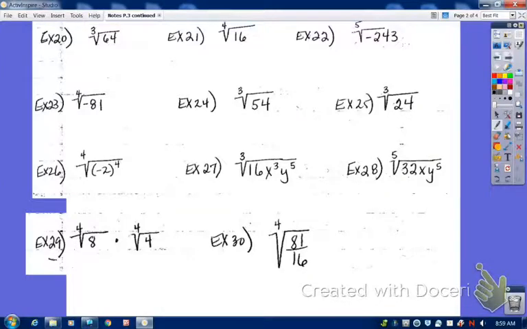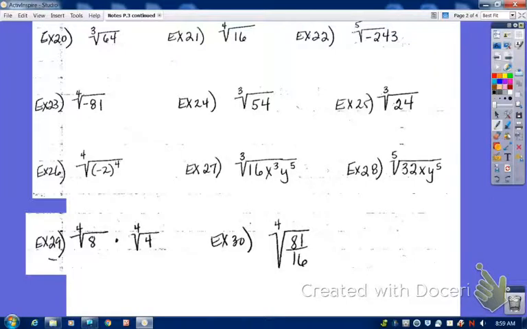This is a continuation from the P3 notes that we took yesterday. So all we're going to do here is, these are not all square roots. Just take a look at 20, 21, 22. Look at these examples. 20 is a cube root. If it were a square root, there would be no number in the place of the little 3. So 20 is a cube root, 21 is a fourth root, 22 is a fifth root.